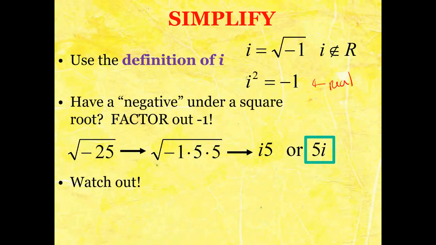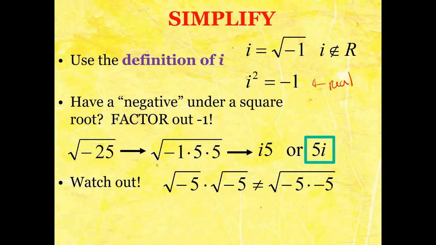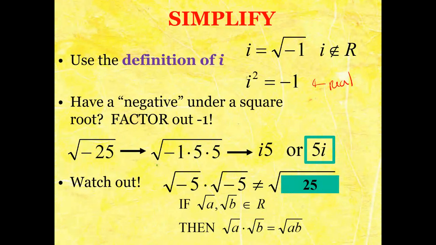Be careful though. If you see it written like this, you have to simplify before you multiply. If I go ahead and combine them under one radical, that would mean I have the square root of 25, but I clearly know I have two imaginary numbers. If the square root of a and the square root of b are both real numbers, you're fine. This rule works where you can combine them, but if they're not both real numbers, I can't do that.